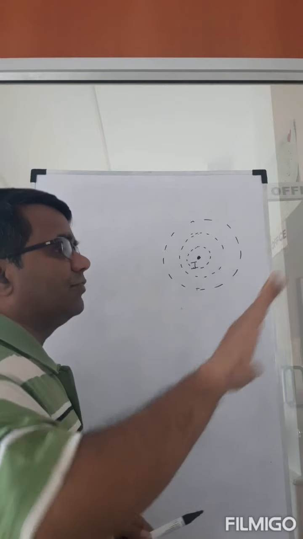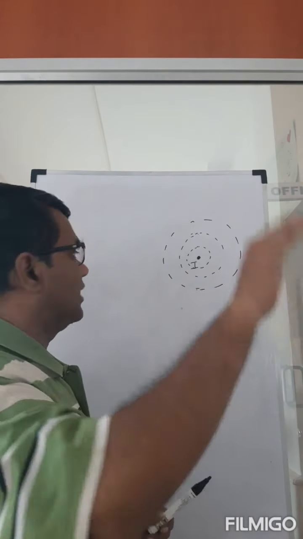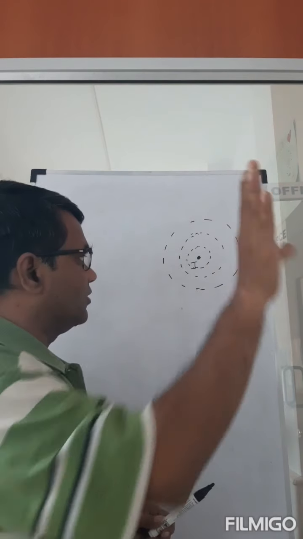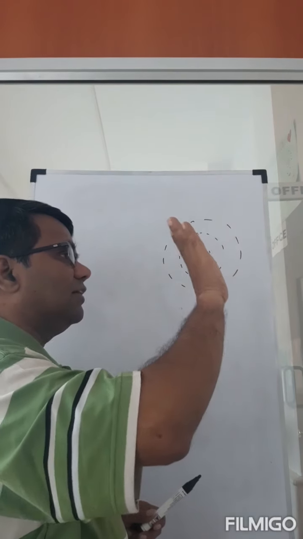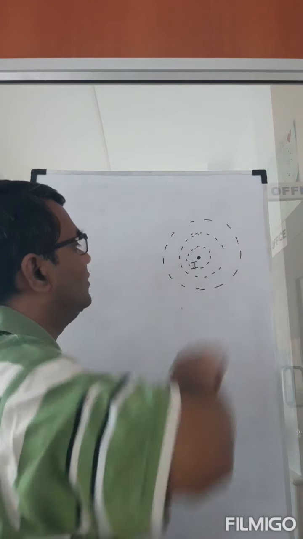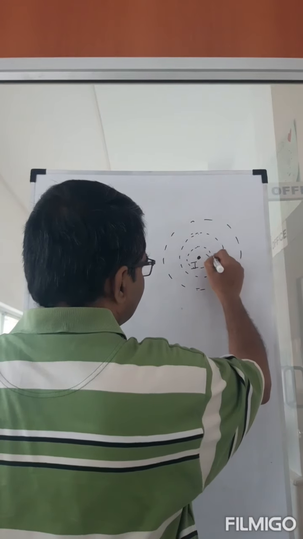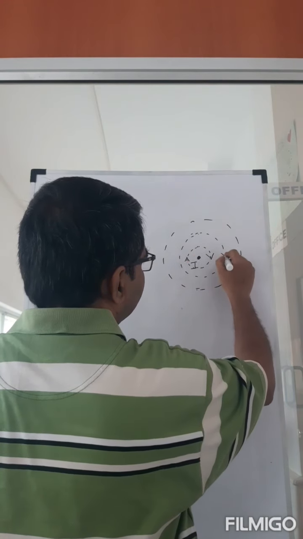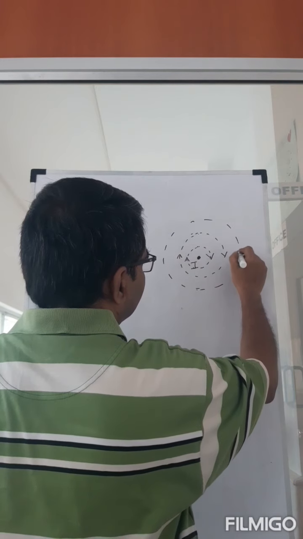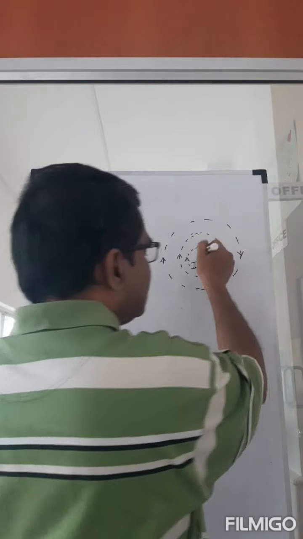So the direction of the field will be given by the right hand rule. So if you take the thumb as the direction of the current flow, then the way the other four fingers curl gives you the direction of the magnetic field. So it's going to be like this. As I said, the current is going into the board.